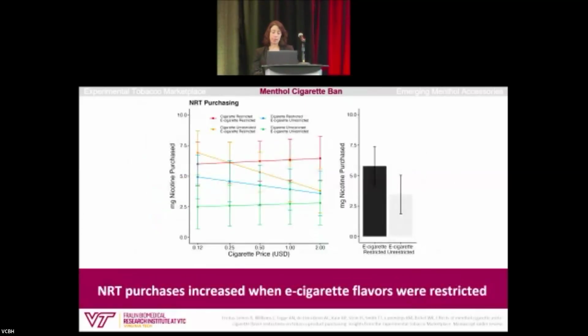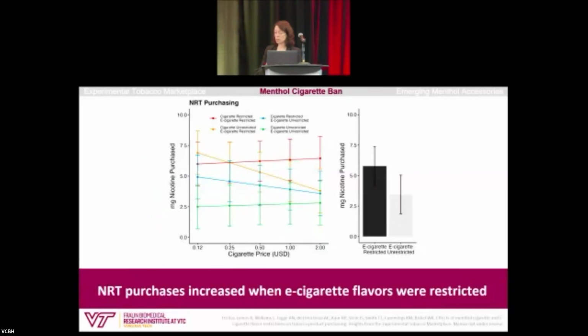For NRT, the final model included e-cigarette policy only, showing higher NRT purchases when e-cigarette flavors were restricted. And what's important here is that NRT didn't behave as a substitute for cigarettes. It was not responsive to cigarette prices, which suggests more of an independent profile rather than substitution.